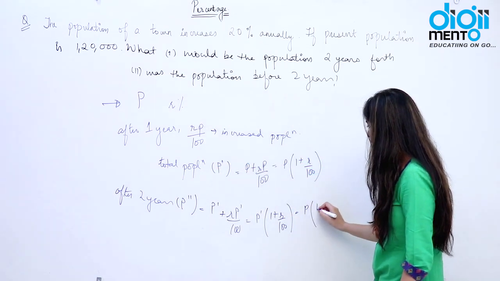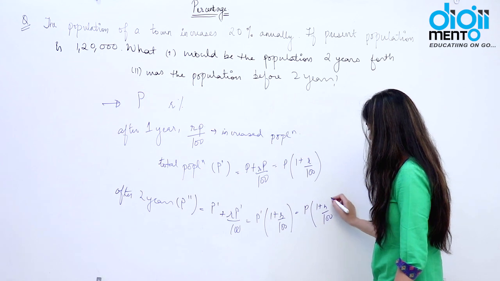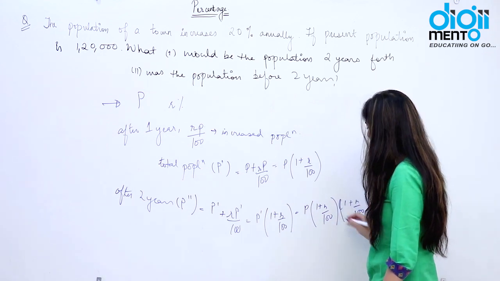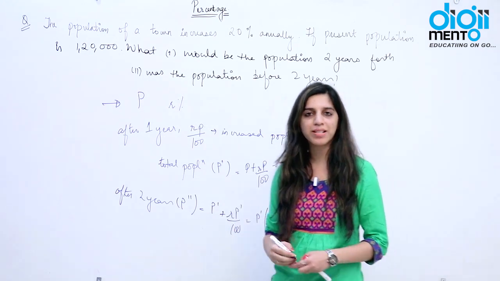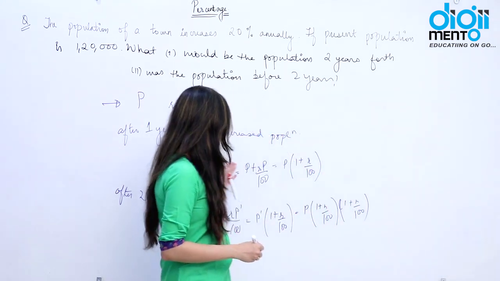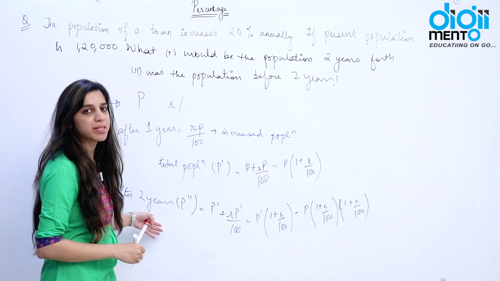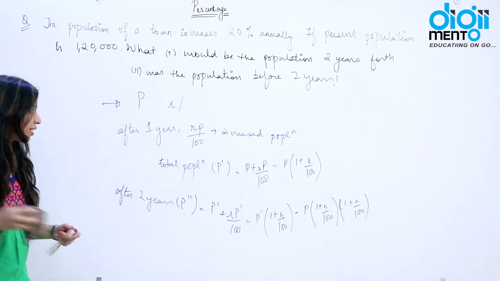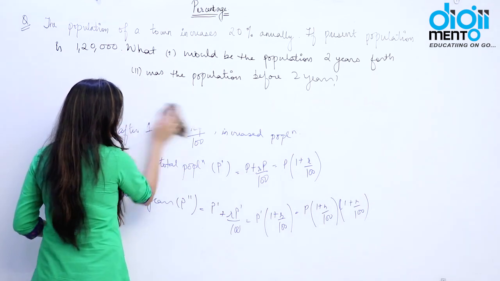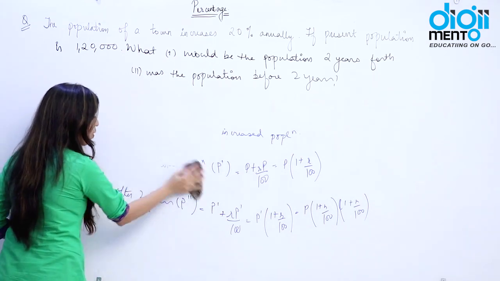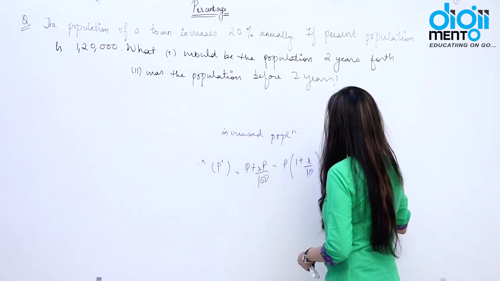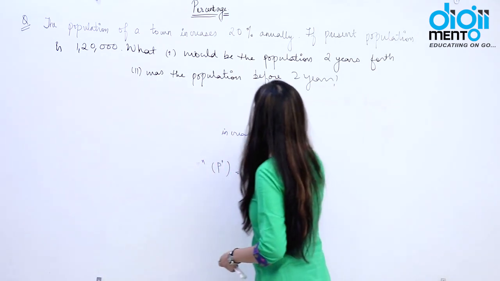This is going to become P into 1 plus R by 100 into 1 plus R by 100. If you keep on following this procedure, you will see that this formula, this method can be generalized for n number of years. How? If we talked about 1 year, we had to multiply once with 1 plus R by 100. If you talk for 2 years, you multiply it with 1 plus R by 100 2 times.